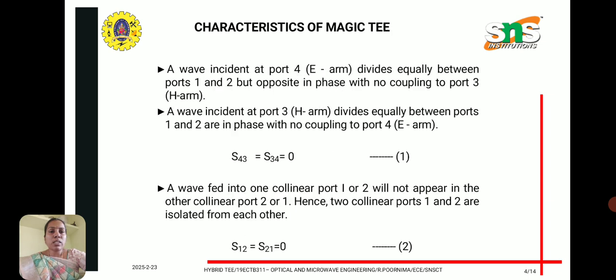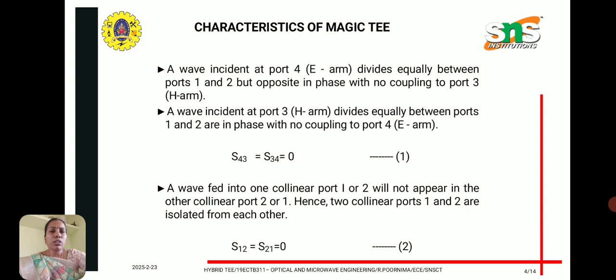A wave incident at port 4 divides equally between ports 1 and 2 but opposite in phase, with no coupling to port 3. A wave incident at port 3, the H arm, divides equally between ports 1 and 2 in phase, with no coupling to port 4. So S43 equal to S34 equal to 0.